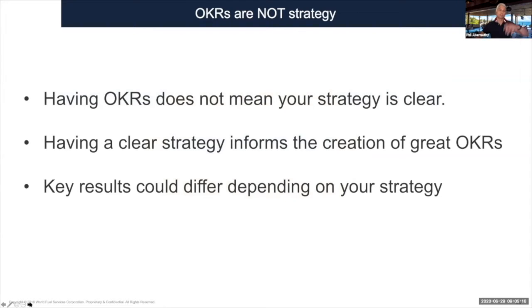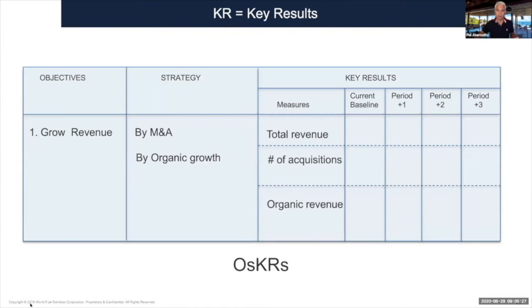So if you say, I'm just going to sit down and write down my OKRs in a 1-hour workshop without talking about strategy, you will get it wrong because you're not clear about it. So this is a great example. So I want to grow revenue. Now, if my strategy to grow revenue is M&A as opposed to organic growth, my key results would be different. It becomes very important for me to measure the number of acquisitions. You may want to measure organic revenue separate from acquisition revenue. So you must elaborate your strategy and then get your key results.